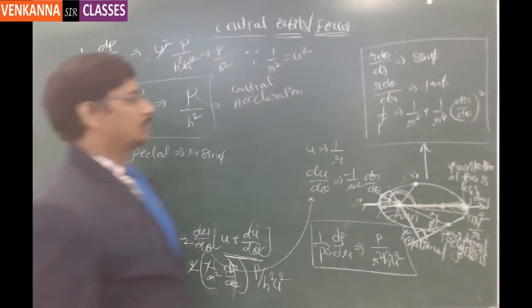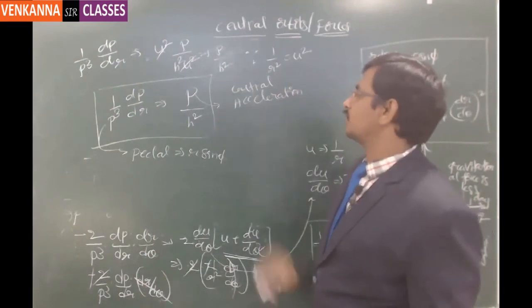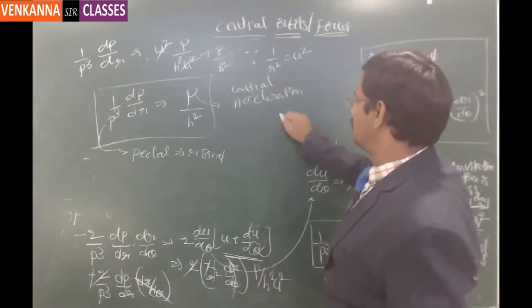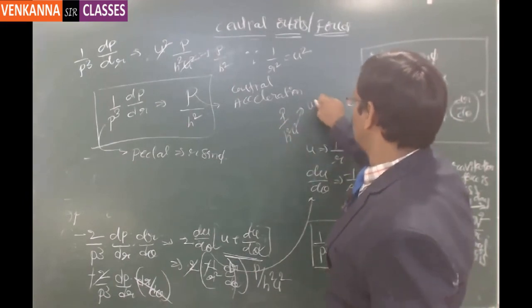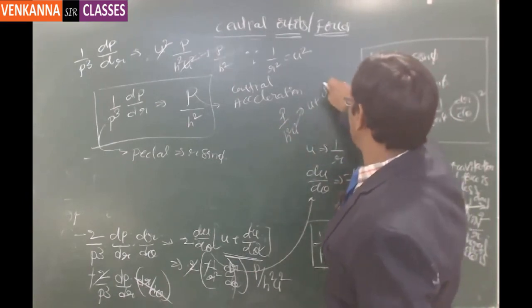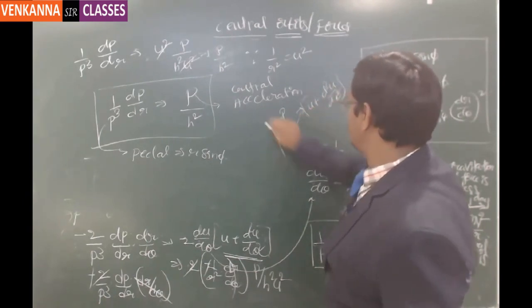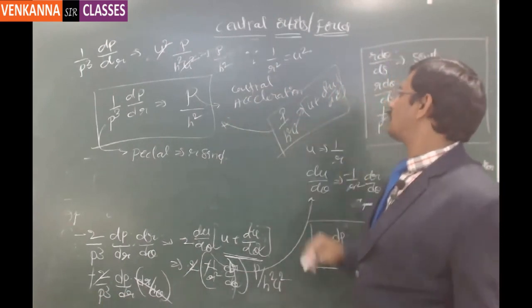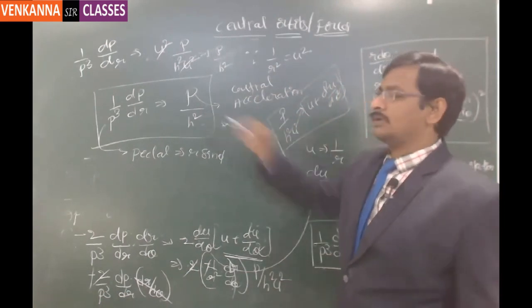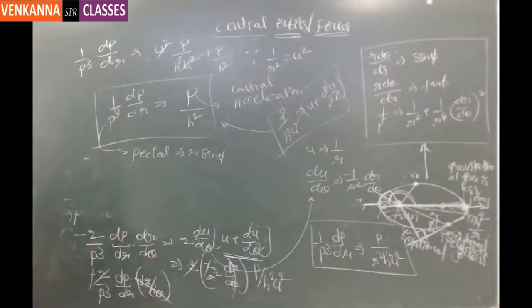Fine. So this is the pedal form of the same differential equation that we expressed, that is, P by h square u square equals u plus d square u by d theta square. So this relation and this relation are one and the same, but this is in the polar form and this is in the pedal form. That's all. Got it? Understood?